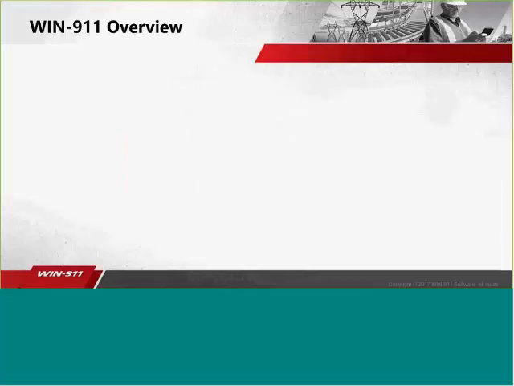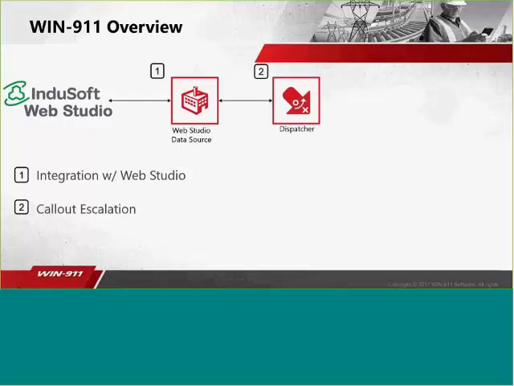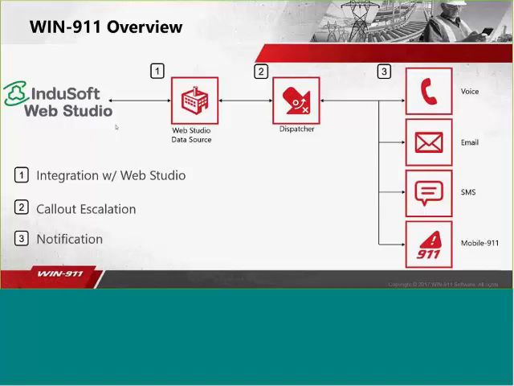What we're going to talk about is this Web Studio data source. To give you another view of the architecture here, we connect the Web Studio data source to Web Studio, then once the data source gets the alarms, we send them over to the dispatcher. Again, the dispatcher is going to figure out who needs to be notified for this alarm depending on your configuration. Once it does that, it will send it to the appropriate notification method.